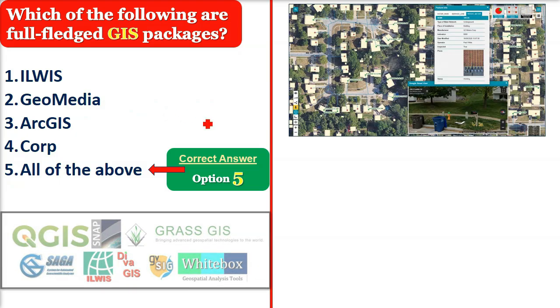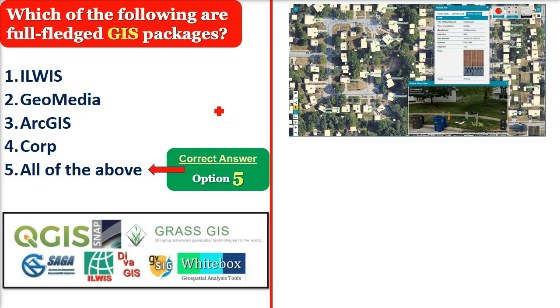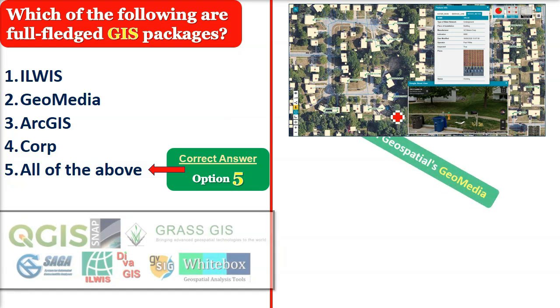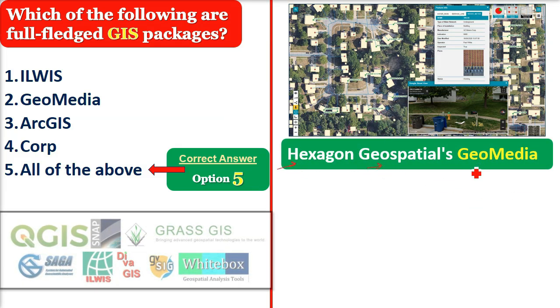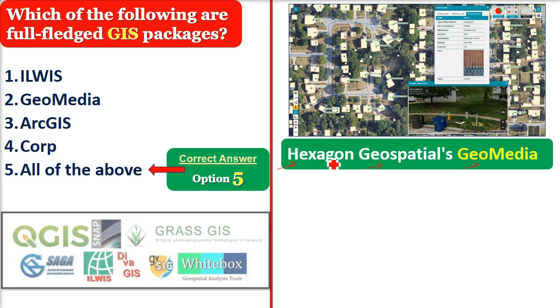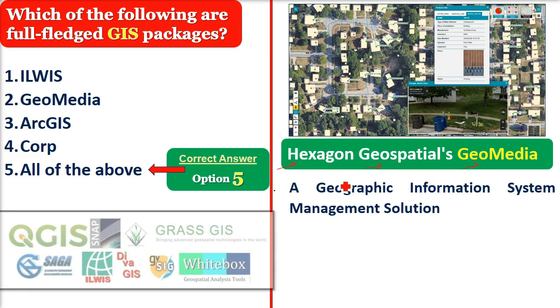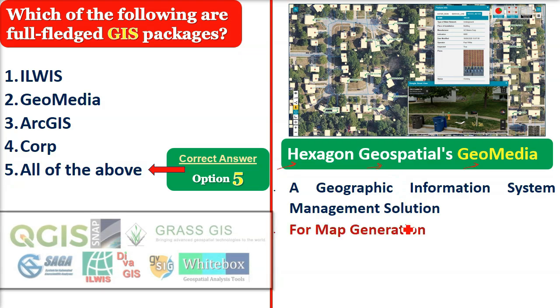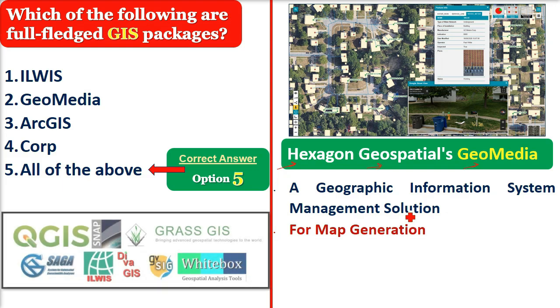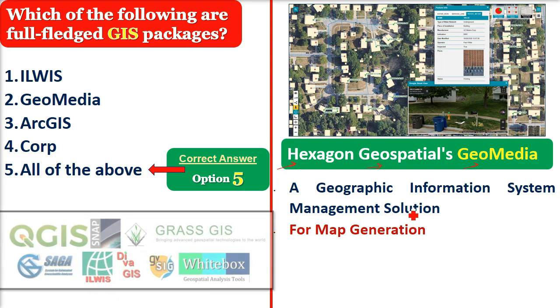GeoMedia. Now the USP of this GeoMedia is that it's a full-fledged GIS package. Actually, it's Hexagon Geospatial GeoMedia Professional. This is the whole name. Hexagon is the main company, the umbrella company, and GeoMedia is one of the products of this company. So GeoMedia Professional is a geographic information system management solution for map generation. That is different kinds of maps. You know that there are demographic maps, there are choropleth maps, there are so many kinds of maps.